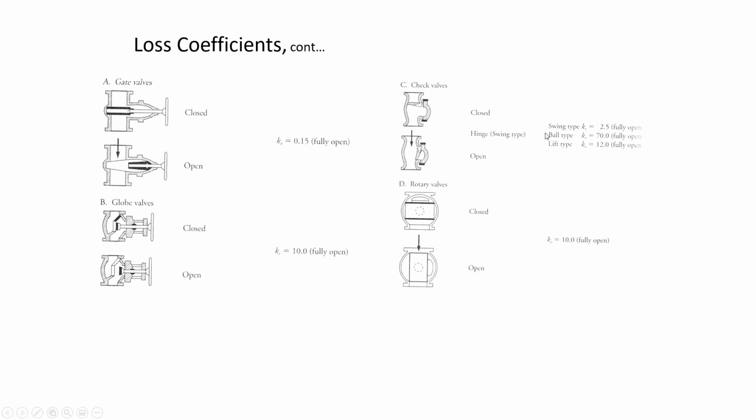One of them is a ball type, where there's just a ball that is suspended and floats up when water's going one direction, but then the ball seals the valve when the water would try to go the other direction. And that would impose a K value of 70, which is basically being multiplied by the velocity head. So whatever the velocity head is at a certain location, you multiply that by the K value, and then that will tell you the magnitude of energy loss in units of length.